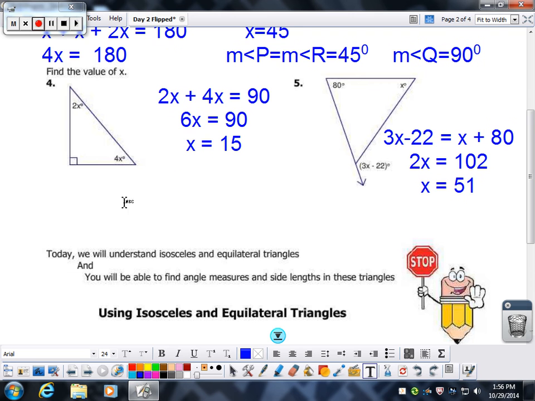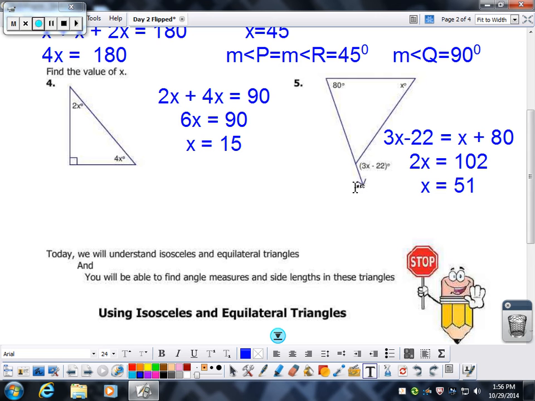For number 4, we know that this box down here means 90 degrees, which means that 2X and 4X have to combine to equal 90 degrees also. So we set this one up: 2X plus 4X is equal to 90. Combine like terms to get 6X equals 90, and X is going to equal 15.